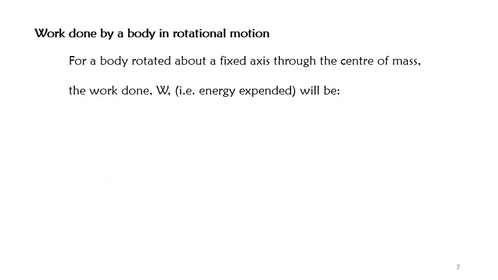Now, as a body is rotated, as a body goes round in rotational motion, energy is expended by the body. The body is doing work. It's working against friction, friction with the surface the body is making contact with. Energy is expended. You can now obtain that energy expended, or the work done by the body.